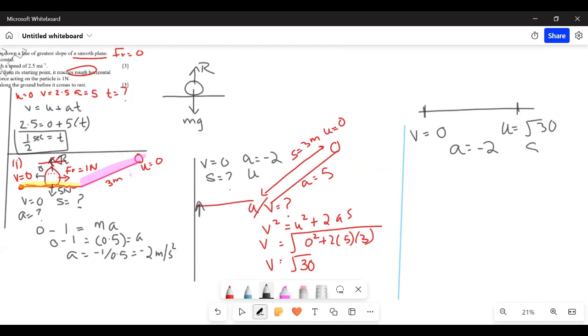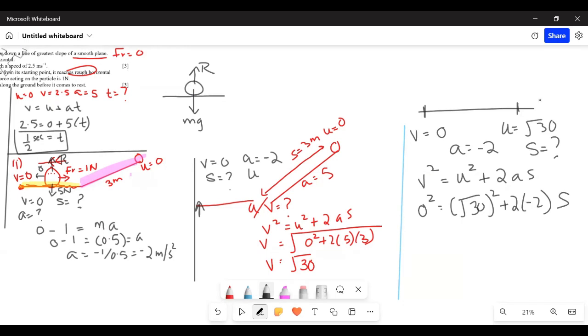Use these 3 to find S. So V square equals U square plus 2AS. 0 square equals under root 30 square plus 2 times minus 2 times S, which comes out to be, after rearranging, you should get 7.5 meters.